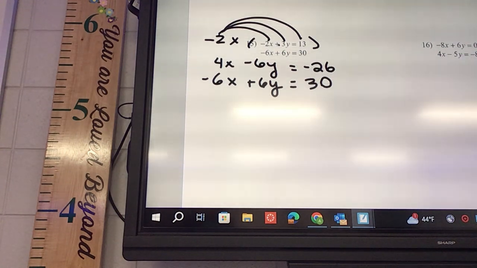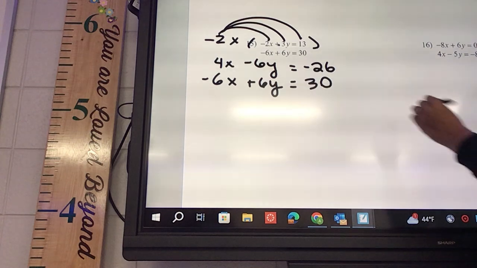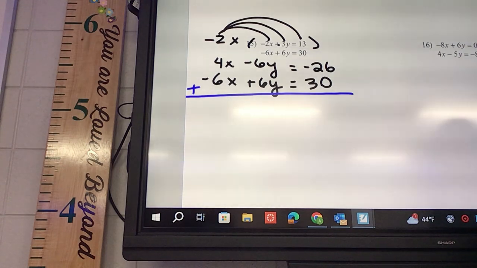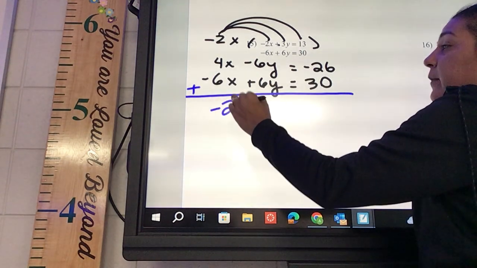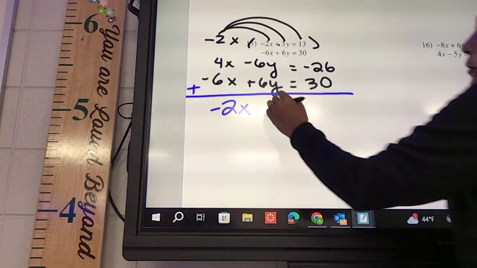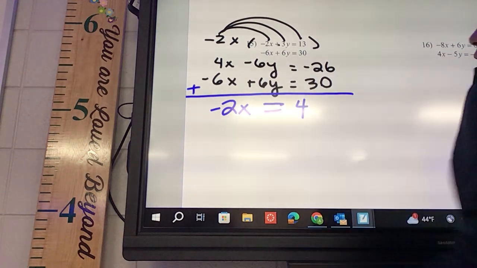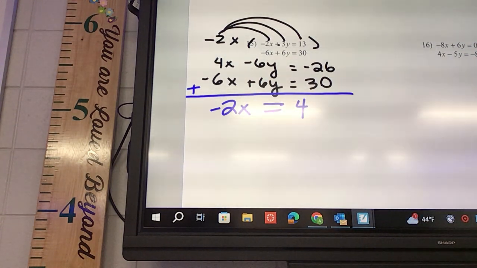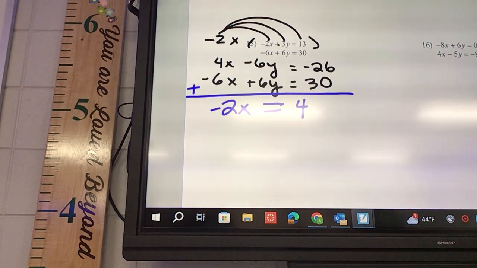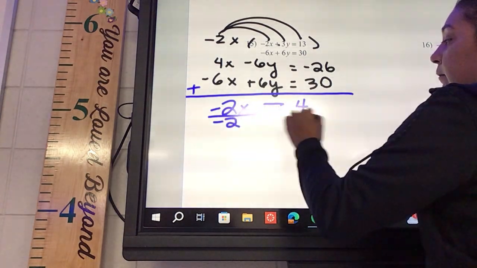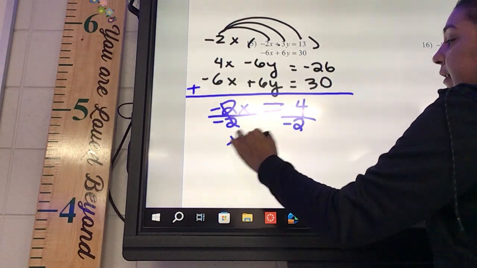And so now it's the exact same as the addition problems, which is why I don't make you do the other one, because this is stupid. So we can add the two equations together. 4 plus -6 is going to be -2x. -6 plus 6 is going to be 0, they cancel. And then -26 plus 30 is going to be 4. Divided by 2. -2. So we're going to get x equals -2.